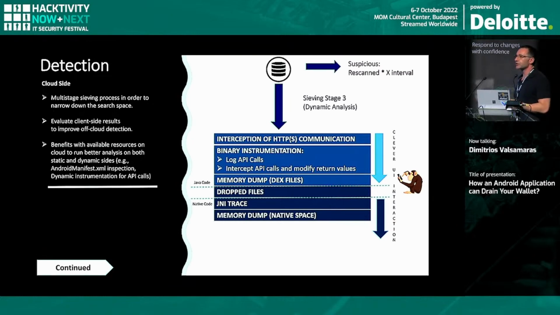This actually can also be used in order to bypass some type of protection, for example packers, or even in some cases encryption. So check for dropped files in the data directory. If something has been downloaded or has been decrypted and dropped there, take this file. And finally, trace the JNI calls and, of course, dump the memory in the native space of the app.